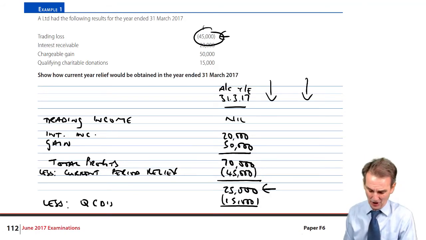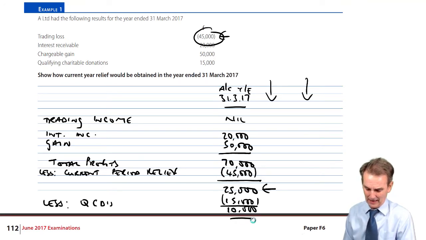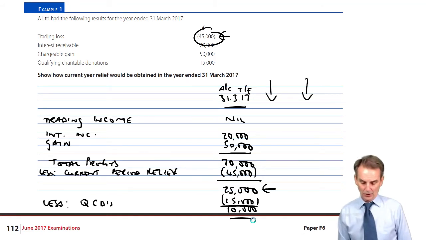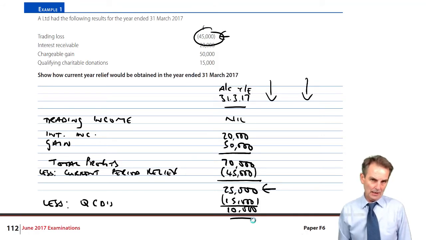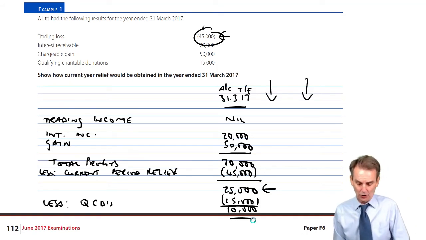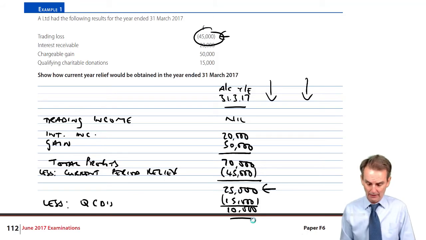So be aware that our current period relief is applied before donations. Take away the donations, and that still leaves you with some £10,000 there of TTP, your bottom line TTP. So there you go, your current period claim. All you've had to do is put nil in as trading income, list out the other amounts chargeable, get your total profit figure, and then take away your current period relief. Here, all of the loss was consumed because the total profits were bigger than that figure.